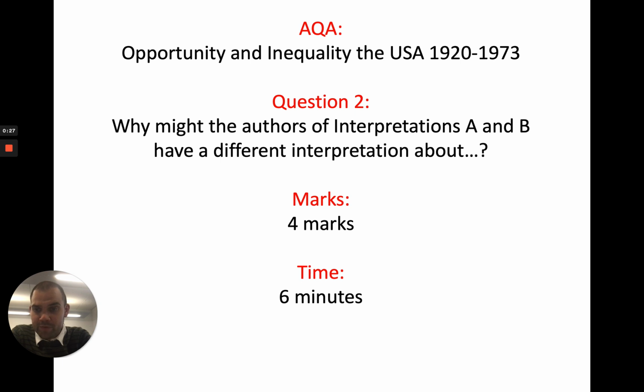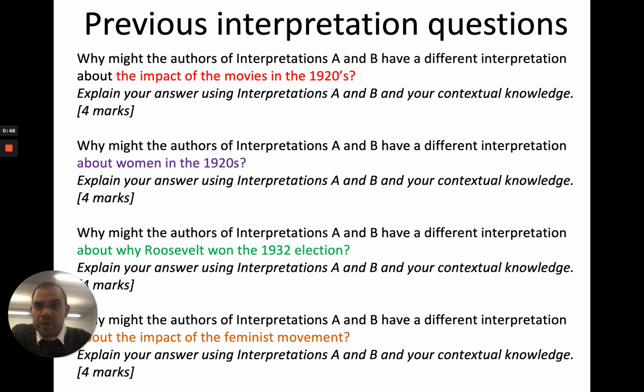Now question 2 is only worth 4 marks and you should really be spending a maximum of 6 minutes on it. Remember, with the America paper, if you multiply the marks by 1.5, that's roughly how long you should spend on it. So the 4 marker, you spend roughly 6 minutes, the 8 marker, 12 minutes, and so on and so forth. So question 2, what does it look like?